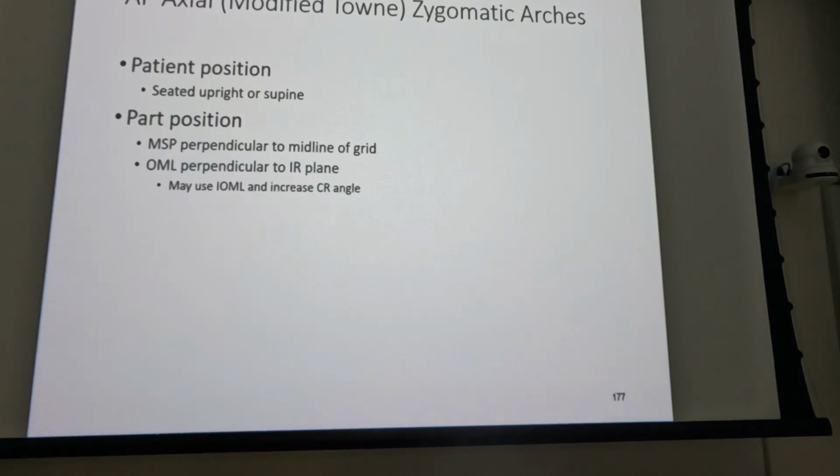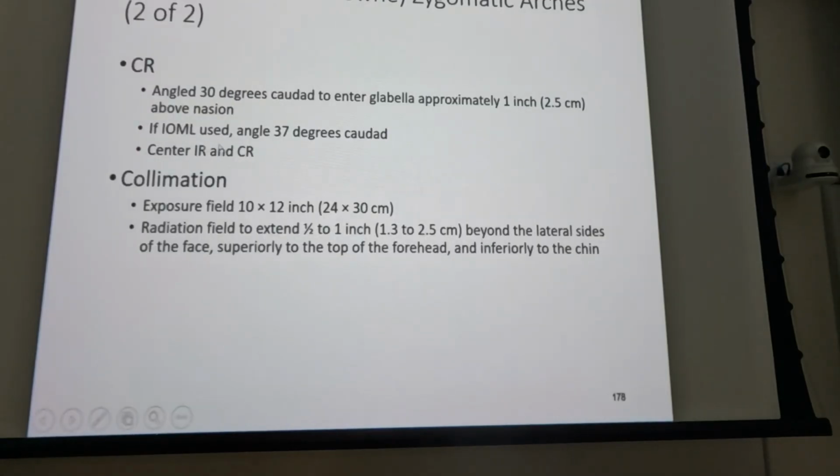OML perpendicular, 30 degrees caudal angulation with the OML perpendicular to the image receptor. 37 degrees if the IOML is perpendicular to the image receptor. So positioning wise is identical. Again, the difference here is going to be central ray location and collimation. We don't need to see the entire base of the skull, the vertex of the skull. So same things, 30 degrees, 37 degrees.